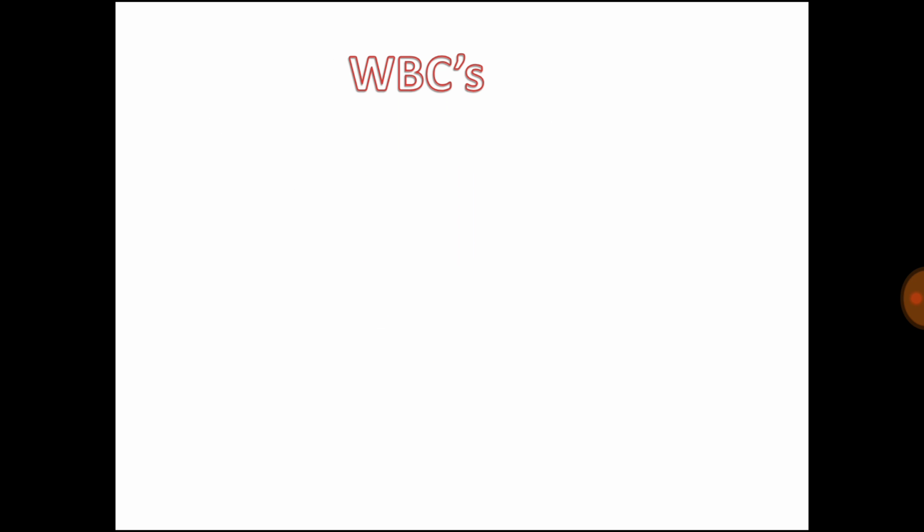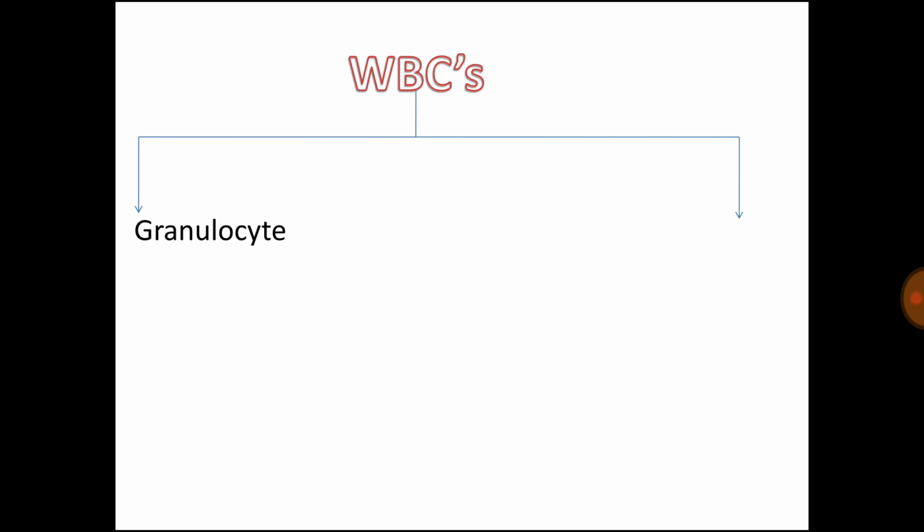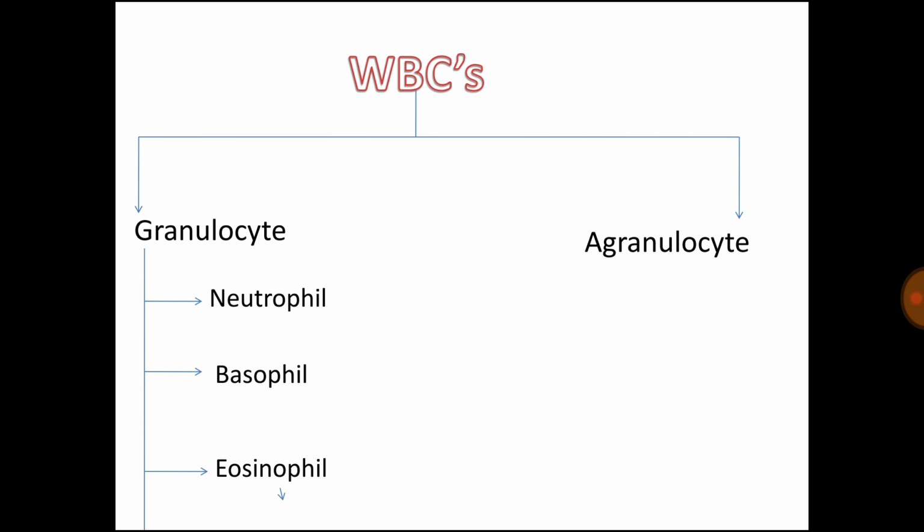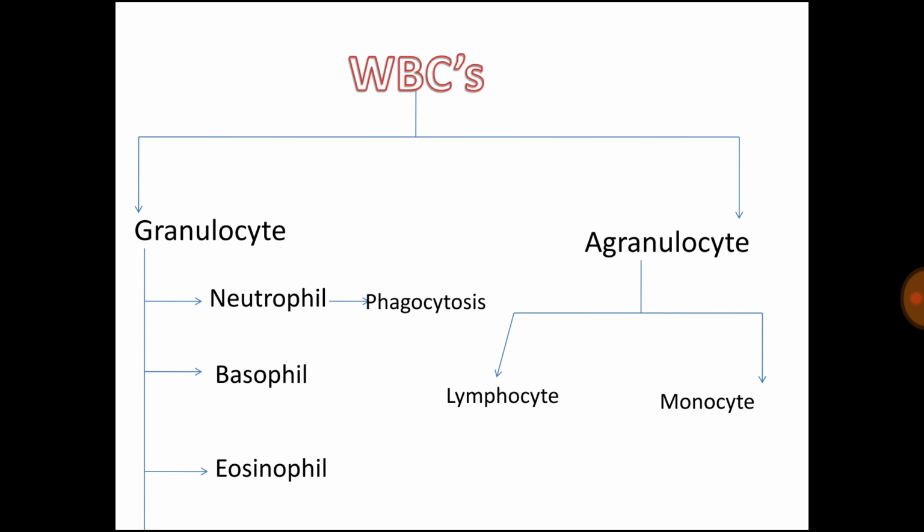Next we're talking about the WBC. WBCs are of two types, granulocyte and agranulocyte. Granulocyte is further divided into neutrophil, basophil, and eosinophil. Agranulocyte is further divided into lymphocyte and monocyte. Neutrophil does phagocytosis, and basophil releases some important chemicals like serotonin, histamine, and heparin.